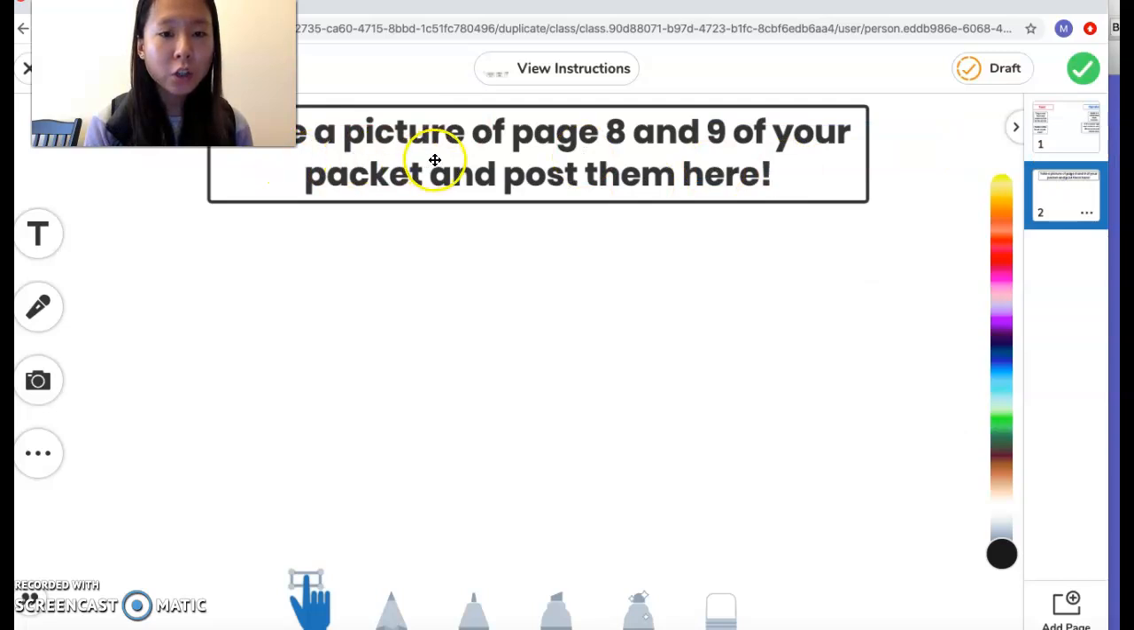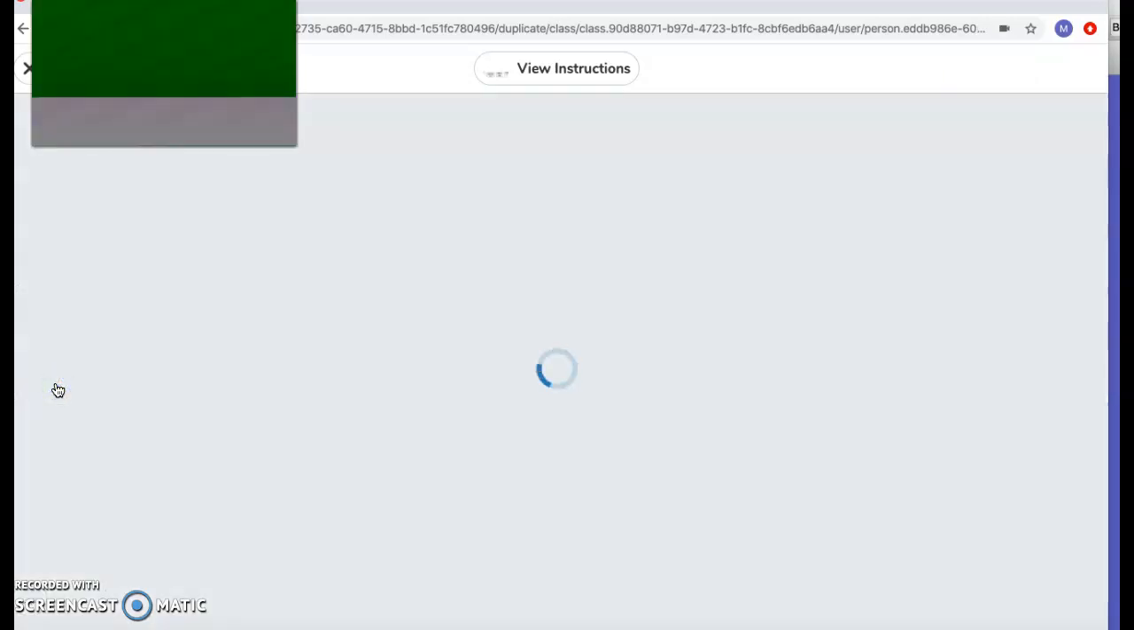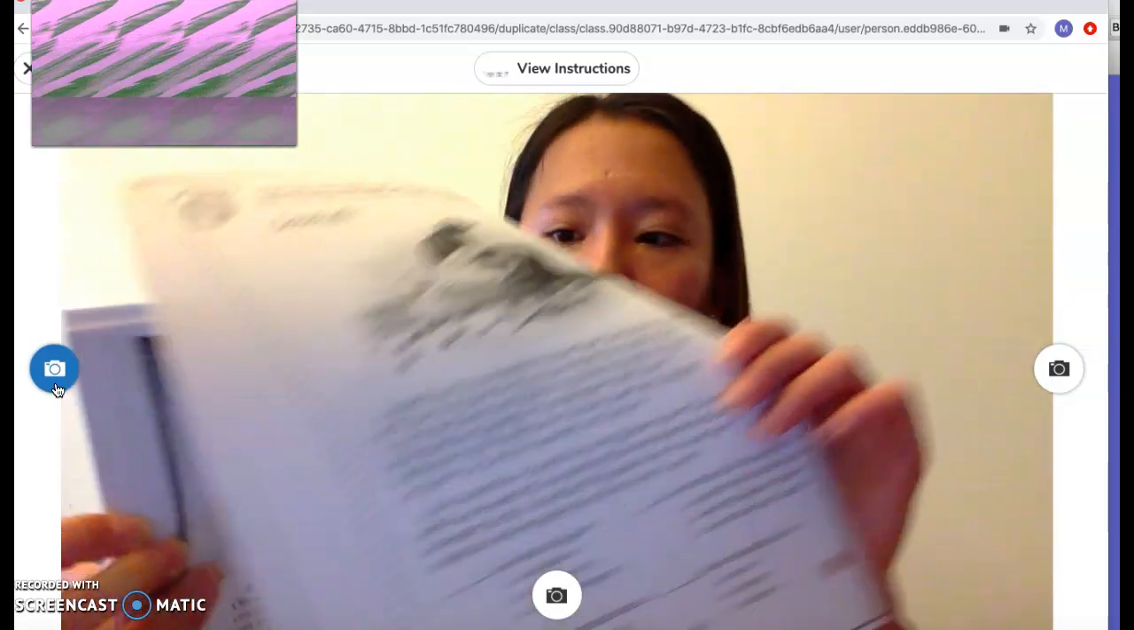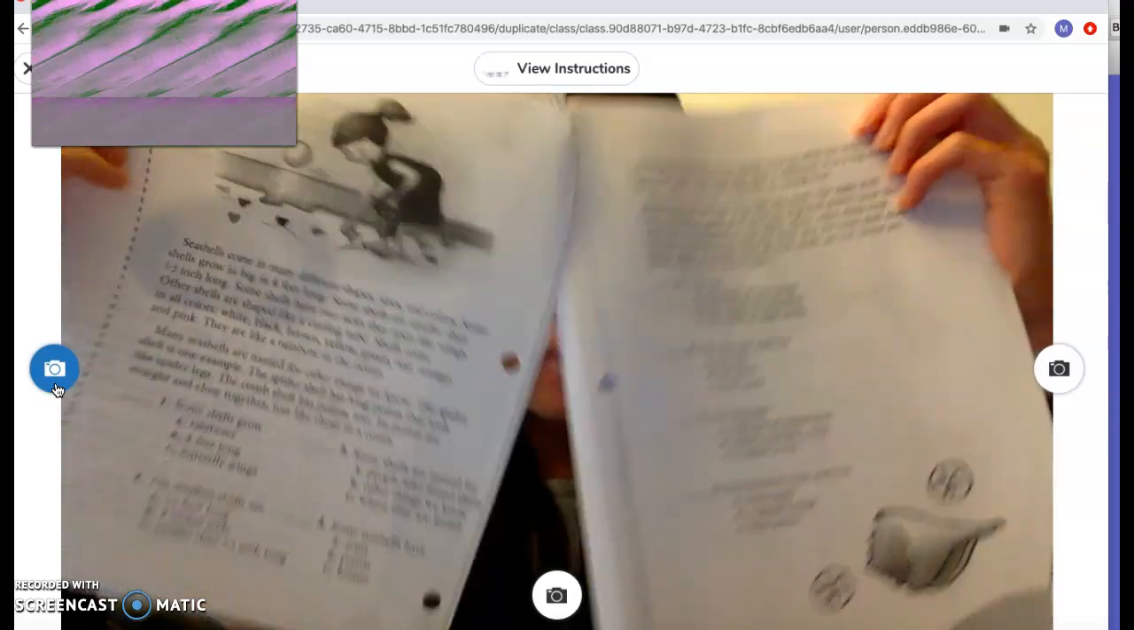It says, take a picture of page 8 and 9 of your packet and post them here. So you're going to click the little take a photo camera icon, and then you're going to take a picture. You can also upload a picture too if you already took the picture on your camera. You're going to take a picture of your packet that you're done. So I'm not done here yet, but say that I'm done. I'm going to take a picture like this.